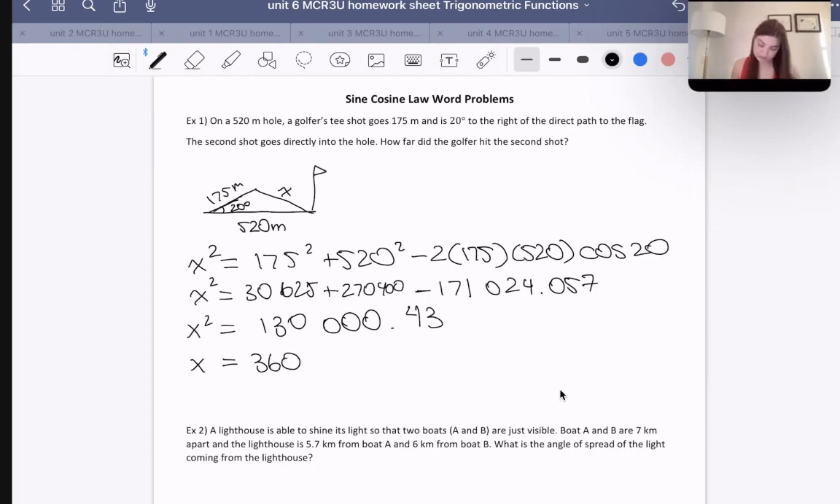360. So before I just move on, I'm going to check that that answer makes sense. So we know that it's going to be between 175 and 520, which it is. And we also know that 175 plus our answer must be greater than 520, which it is. It's going to be 535 if we add 360 and 175 together. If we get less, we wouldn't really be able to make a triangle. So that reinforces the fact that this is the correct answer, 360.